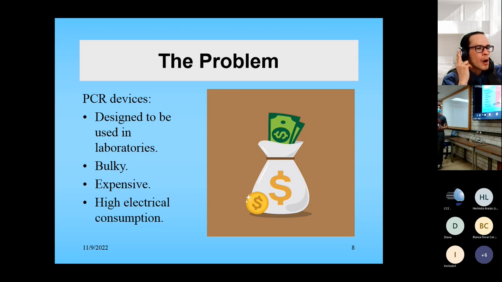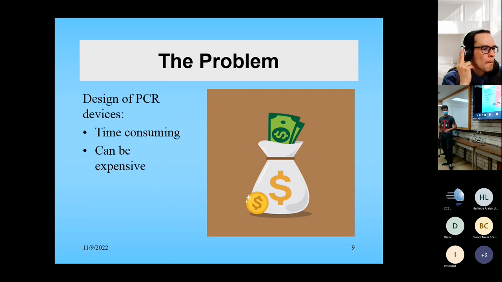What is the problem with the PCR? Well, most of the devices for performing PCR tests are designed to be used in laboratories. And this is a problem because they are bulky, they are so expensive, and require a high electrical consumption.